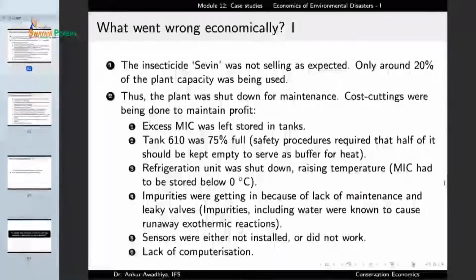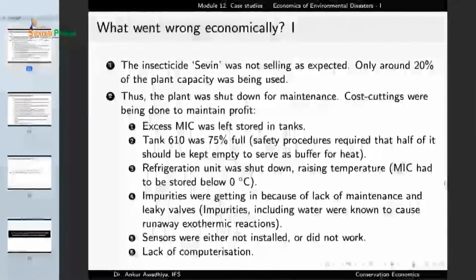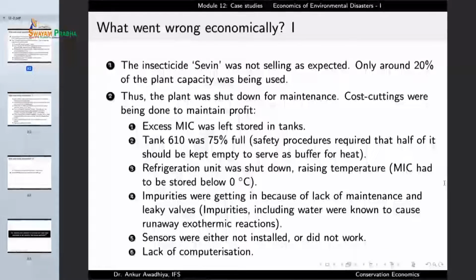Then impurities were getting in because of lack of maintenance and leaky valves. So if there was a leaky valve, then the company officials did not bother to get it changed. Why? Again, cost cutting, maximization of profit. If there is something that is not working, why spend money in fixing it? So impurities, including water, were known to cause runaway exothermic reactions, and this is actually what had happened on that day. Sensors were either not installed or did not work.